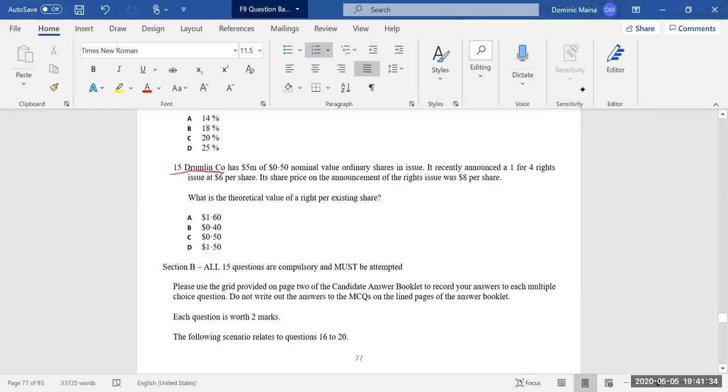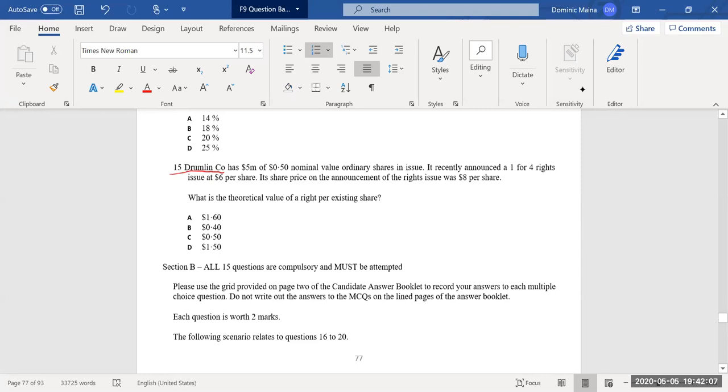Page 77, question 15. I see most of you have at least attempted the question. You have to be careful here, because what is being asked here is not the theoretical exercise share price. That's what you have to be quite careful about. You're being asked to get the value of a right, the value of a right based on the existing share. And if you remember, when it comes to estimating the value of a right on a per existing share basis, it is simply the MPS minus the theoretical exercise share price.